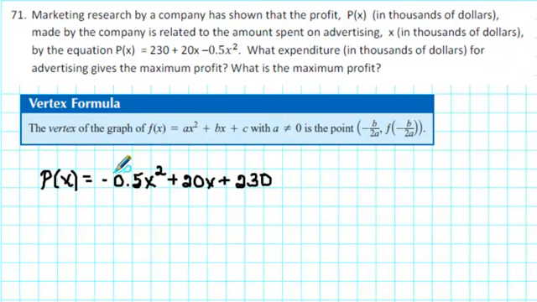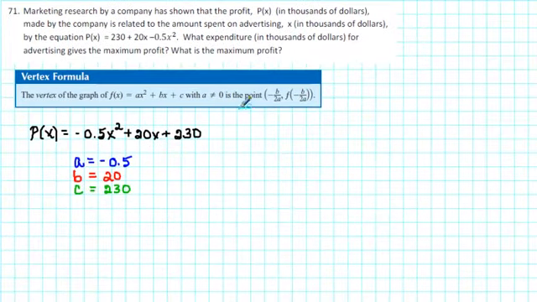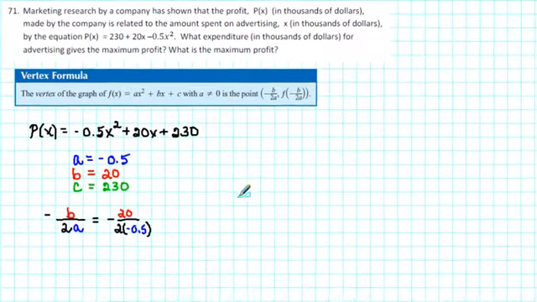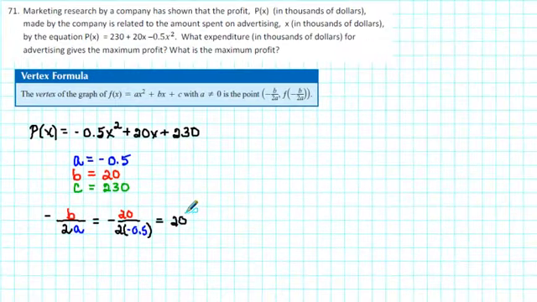Therefore, we can see that our a value is negative 0.5, our b value is 20, and our c value is 230. So to find the x-coordinate of the vertex, we use the expression minus b over 2a. We substitute 20 for b and negative 0.5 for a. We get negative 20 over 2 times negative 0.5. We can use our calculator to evaluate this expression. We get 20. Therefore, an expenditure of $20,000 for advertising gives the maximum profit.